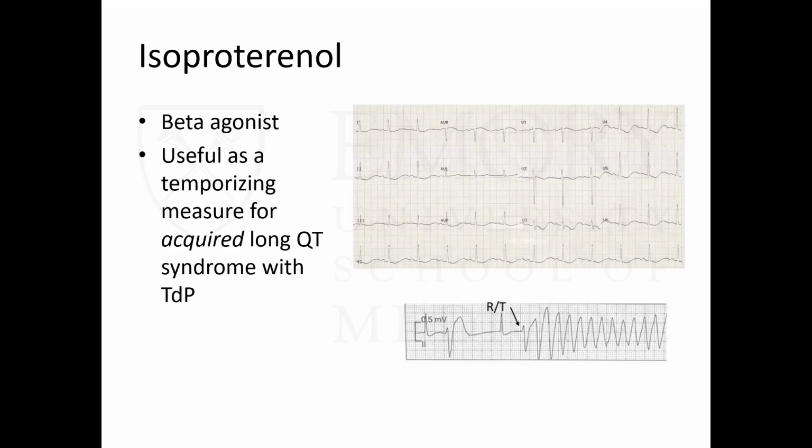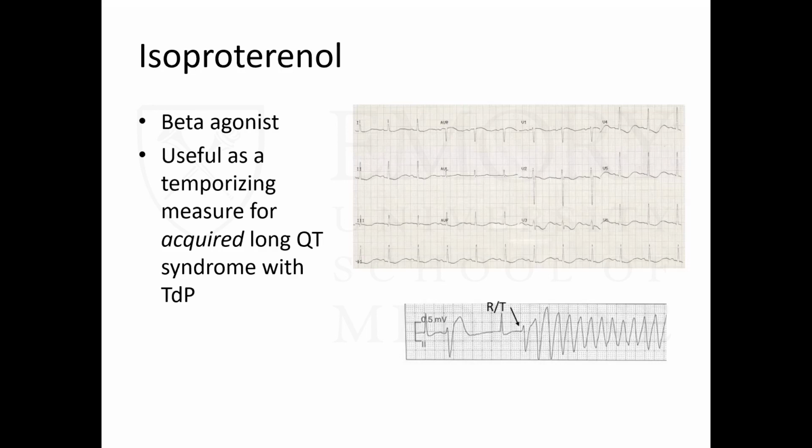So for somebody who has drug-induced long QT, who's having runs of torsade, the drug of choice is isoproterenol to get the heart rate up, and usually, if you drive the heart rate up to 100, 110 beats per minute, it'll prevent further episodes of torsade, and it allows you time to let whatever the drug is that caused the long QT wash out, and then you can get them off the isoproterenol.